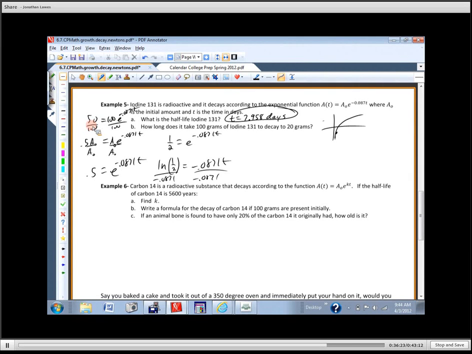Anything else? Okay. How long does it take 100 grams of iodine 131 to decay to 20 grams? What's that? A little over 2 days? Well, let's see. We start off with 100. How long would it take to get to 50? It would take a half-life. It would take about 8 days.